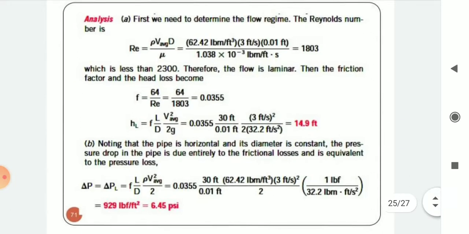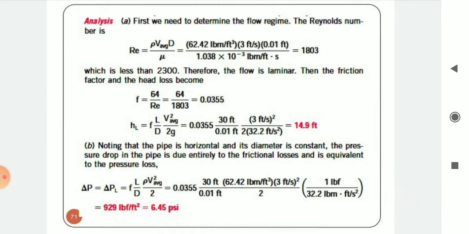Condition B: noting that the pipe is horizontal and its diameter is constant, the pressure drop in the pipe is due entirely to the frictional losses and is equivalent to the pressure loss. So delta P is equal to delta P L equal to f into L divided by D into rho V average square divided by 2. By putting the values, we get delta P equal to 929 lbf divided by foot square, which is equal to 6.45 psi.